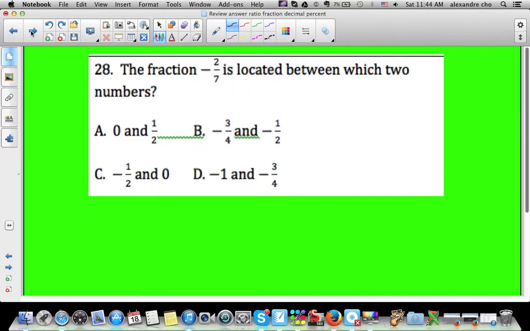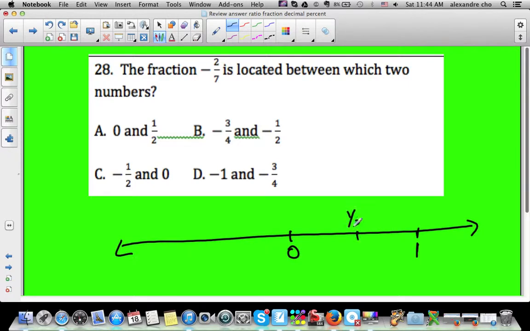The fraction negative 2 over 7 is located between which two numbers? Okay, so let's draw our number line and draw what we're given. We need a 0 because that's given to us. We need a half. So if that's 0 and that's 1, this would be a half. What else do we need? We need negative a half. That's negative 1. This is negative a half. And we need negative 3/4. Well, negative 3/4 is right here.